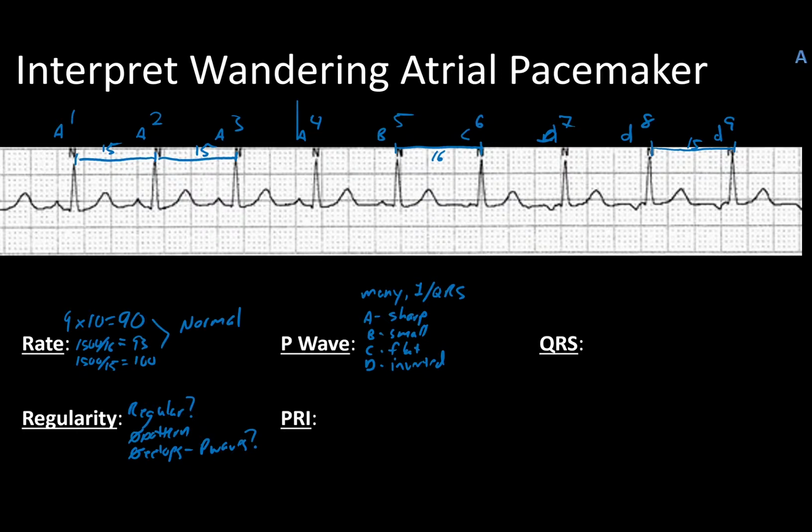Now, with each one of these, I need to get a PRI measured. So for A, B, C, and D, let's see what we can get. And so for A, I'll just go ahead and measure this first one. We'll say it starts right around here. 4, 5-ish. Let's measure another one. Yeah, I'm going to say 5. So that one's 5 small boxes.